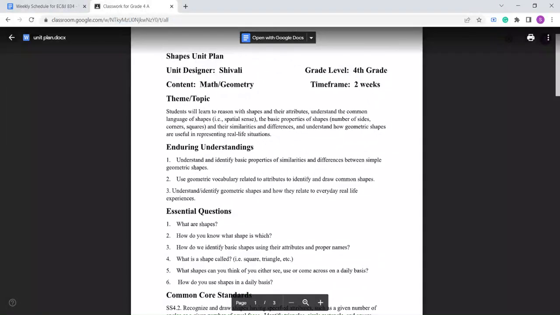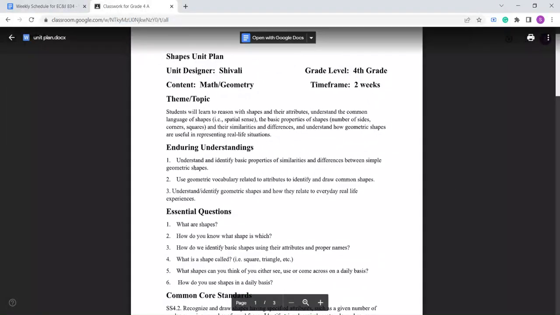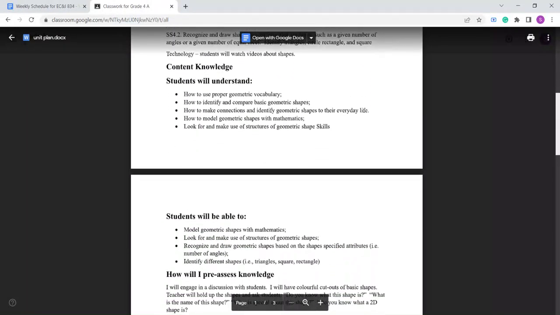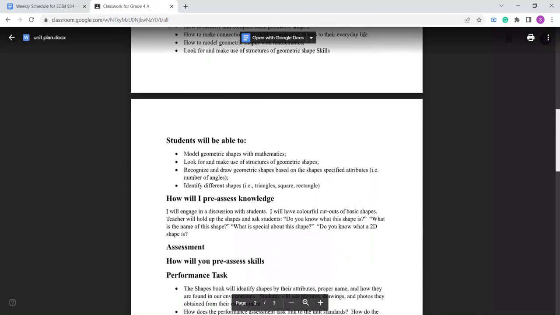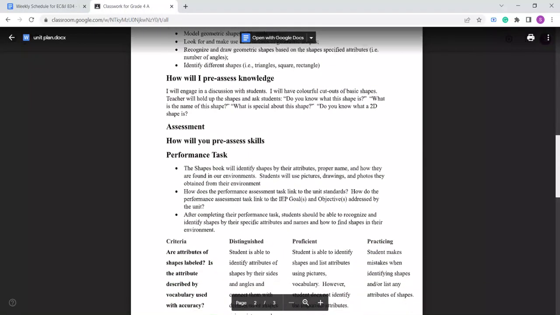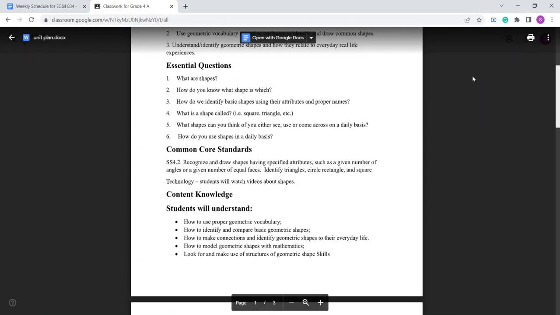First of all, what the students learn from my lesson plan, what questions they have learned, and what content knowledge the students will understand from my lesson plan, and how I can check the prior knowledge of the students. And here is the assessment criteria that I followed for the assessment of the students.